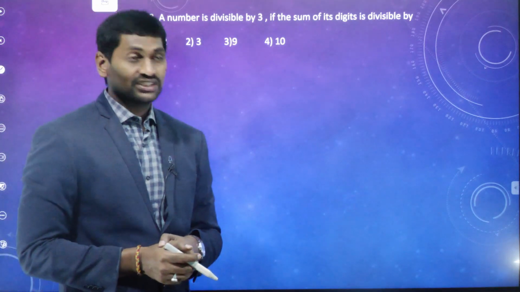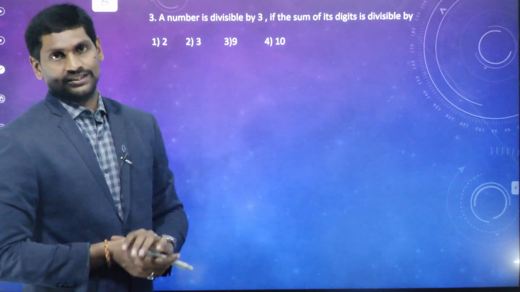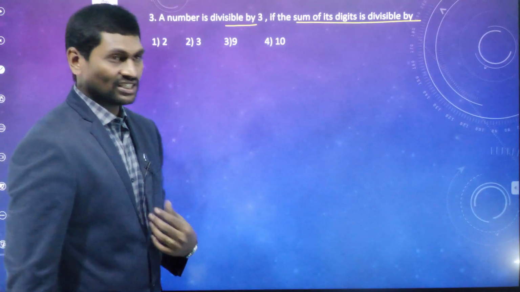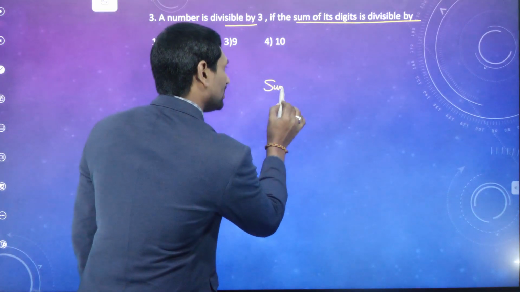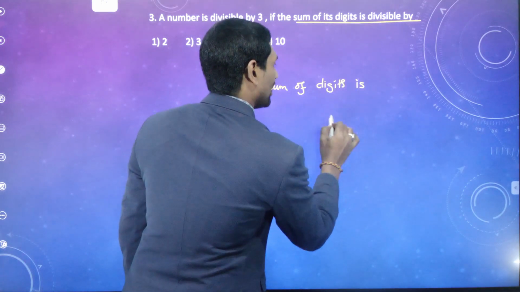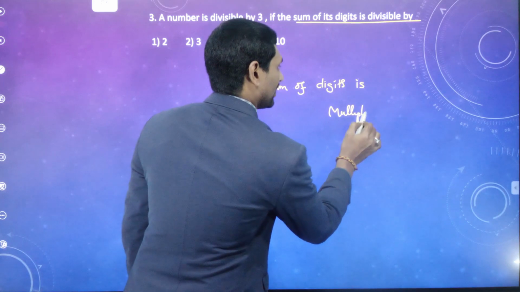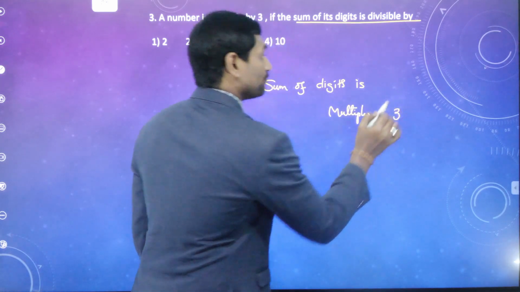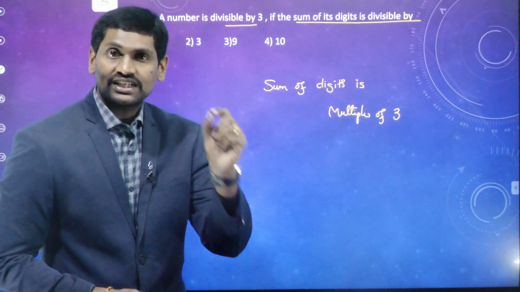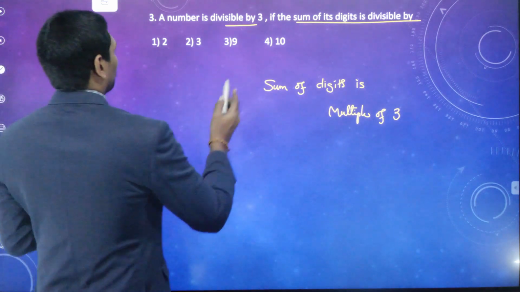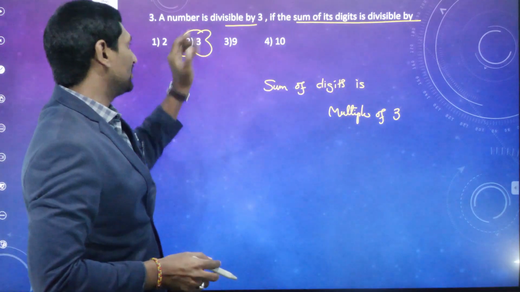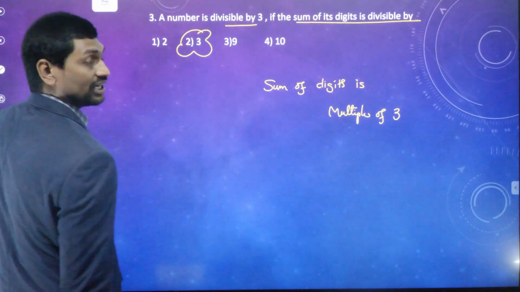Problem number 3. A number is divisible by 3, then the sum of its digits is divisible by what? As we discussed, the divisibility rule for 3 is the sum of digits. If the sum of digits is a multiple of 3, we can write multiple of 3 or divisible by 3, then the entire number is exactly divisible by 3. So option number 2: the sum of its digits is divisible by 3. Okay, let us move on to the next problem.